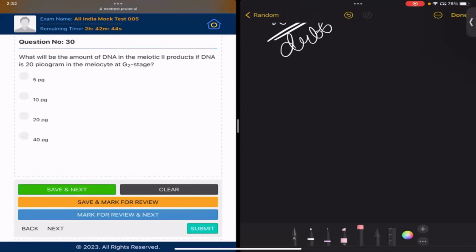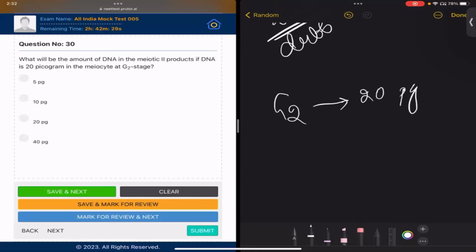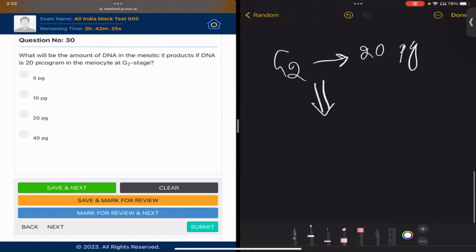What will be the amount of DNA in the meiotic two products if DNA is 20 picogram in the meiotic myocyte at G2 stage? So G2 पे 20 picogram DNA present है, तो meiosis 2 के बाद कितना बचेगा? Okay, so this is the question.